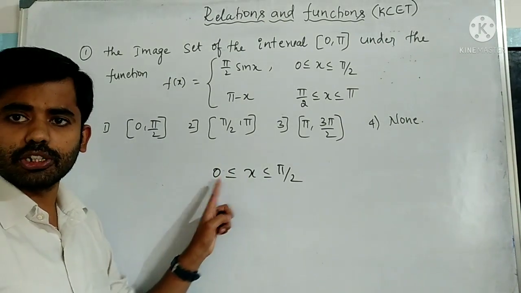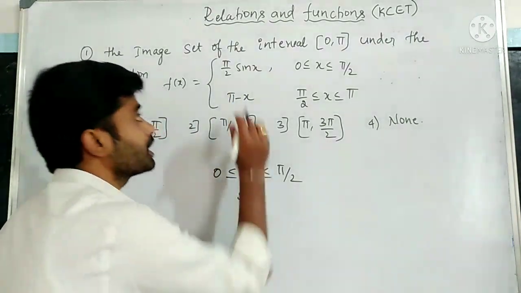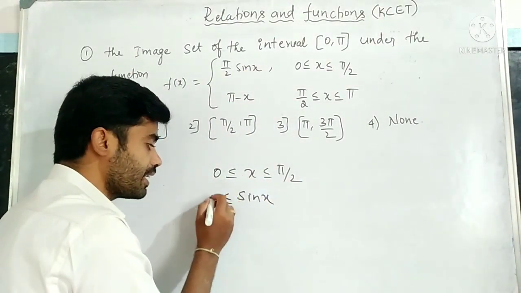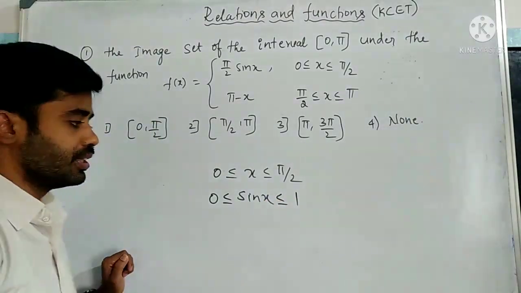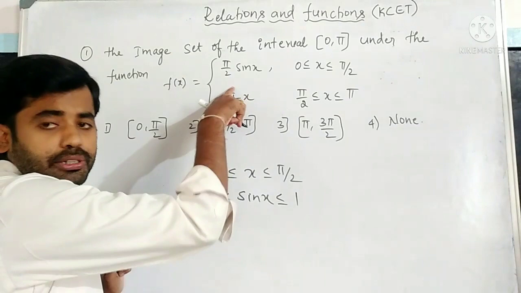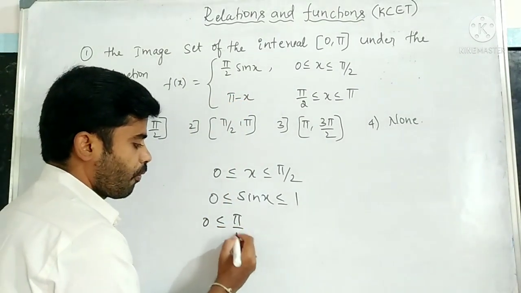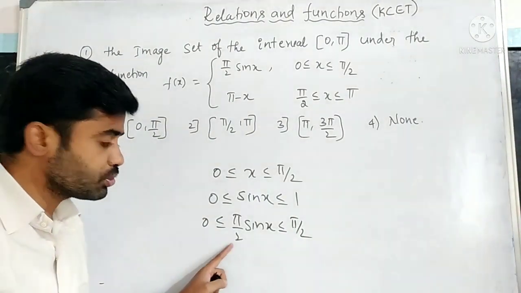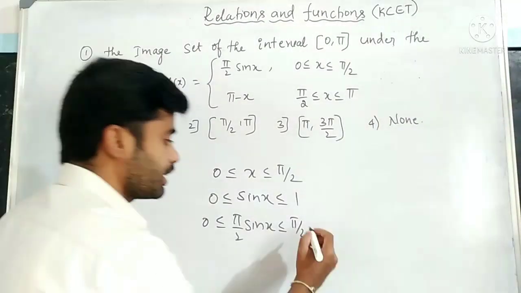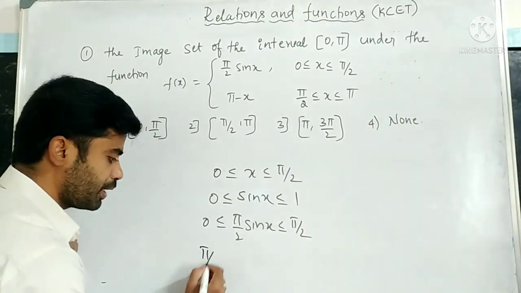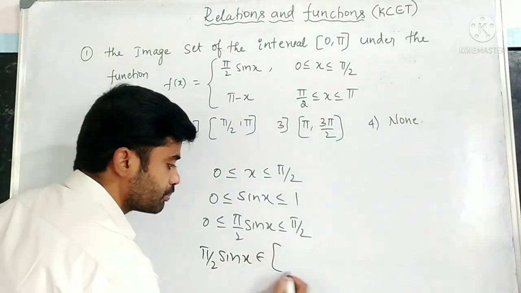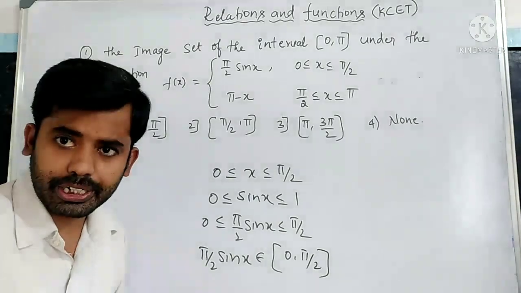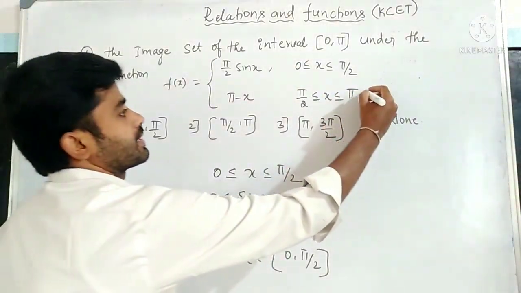X lies from 0 to pi by 2. Then sin x lies between 0 to 1, because we need pi by 2 sin x. Sin x lies from 0 to 1, so multiply by pi by 2. Hence pi by 2 sin x lies between 0 to pi by 2, that is the closed interval.